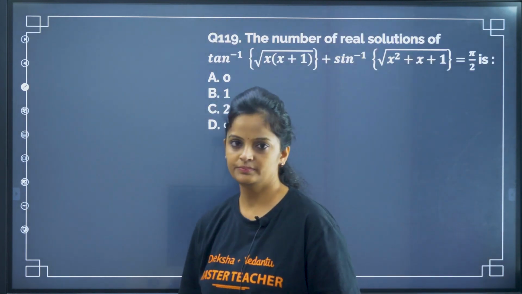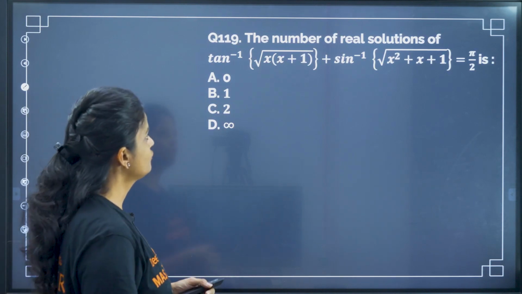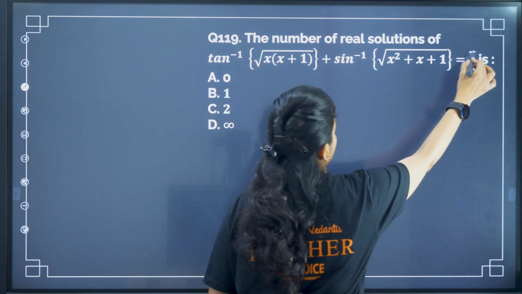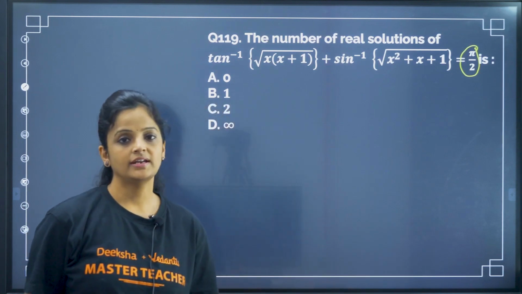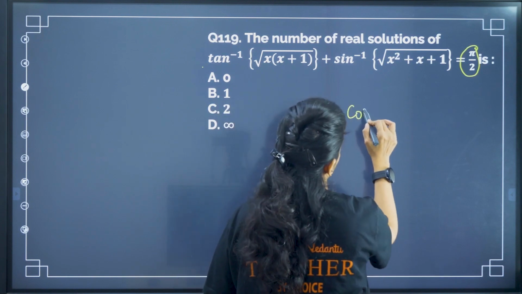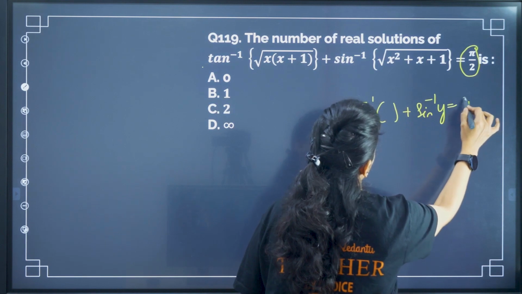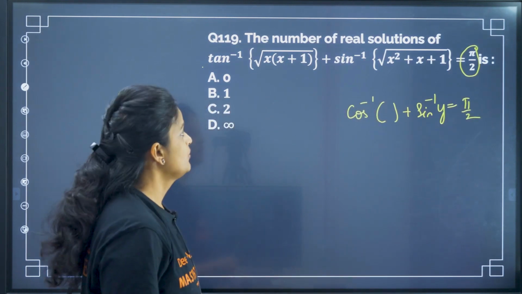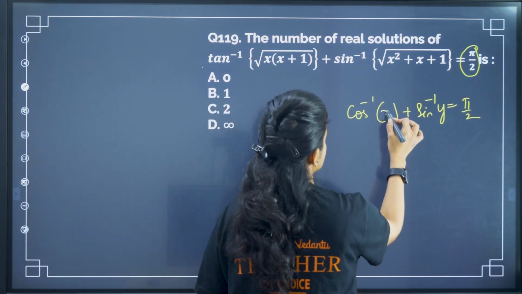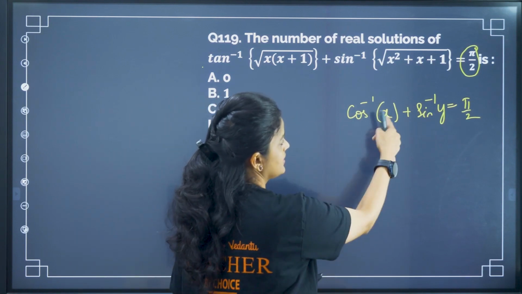Let's see the next question. Inverse trigonometry, second question. Number of real solutions of such big terms they have given. But one hint is that they have given 90 degrees on that side. So if I bring this to cos, cos inverse plus sine inverse of some y equals pi by 2, isn't it? I am not saying that these two will be the same. If this is x, the other one is y, I can't directly say that these two are equal. This can be different.